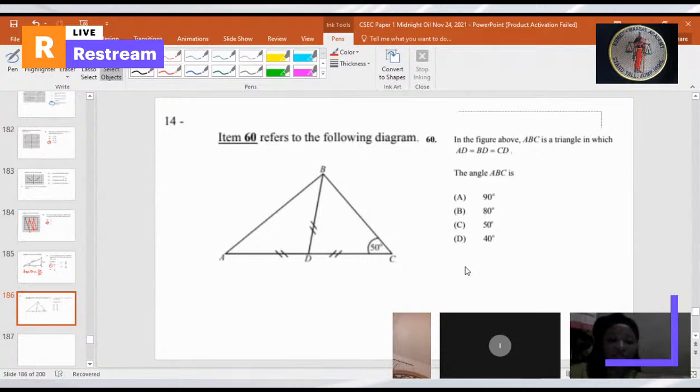Item 60 refers to the following diagram. So in the figure above, ABC is a triangle in which AD is equal to BD, which is equal to CD. All right, so now they want angle ABC. ABC, that's angle ABC is this, right? All of that.